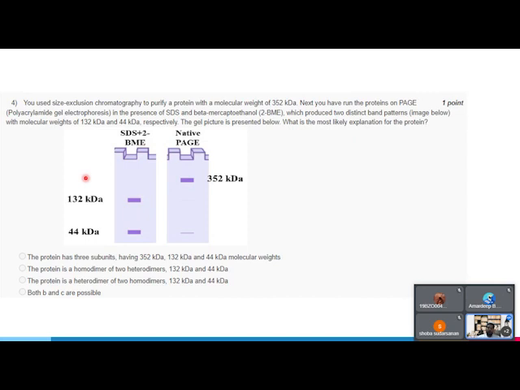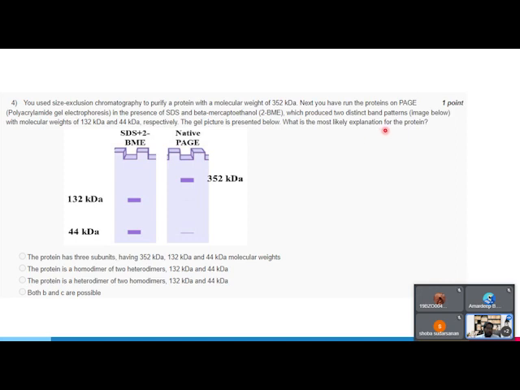So let us move on ahead and look at the next question. The question reads, you used size exclusion chromatography to purify a protein with a molecular weight of 352 kilodaltons. Next, you have run the proteins on a PAGE, which is a polyacrylamide gel electrophoresis, in presence of SDS and beta-mercaptoethanol or 2-BME, which produce two distinct bands as shown in the following image, with the molecular weights 132 kilodalton and 44 kilodalton respectively. The given gel picture is presented below.